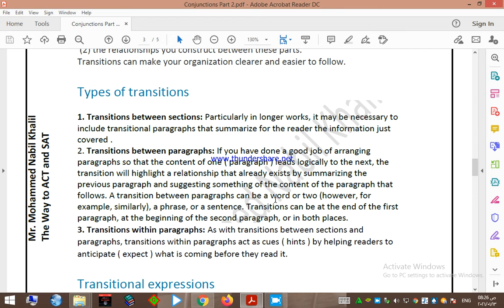As with transitions between sections and paragraphs, transitions within paragraphs act as cues or hints by helping readers to anticipate, to expect what is coming before they read it. So if you read the transitional word at the beginning of the paragraph, you will expect what is coming. I'll give you a different idea, or I'll support the previous idea, or I'll give you examples like that.